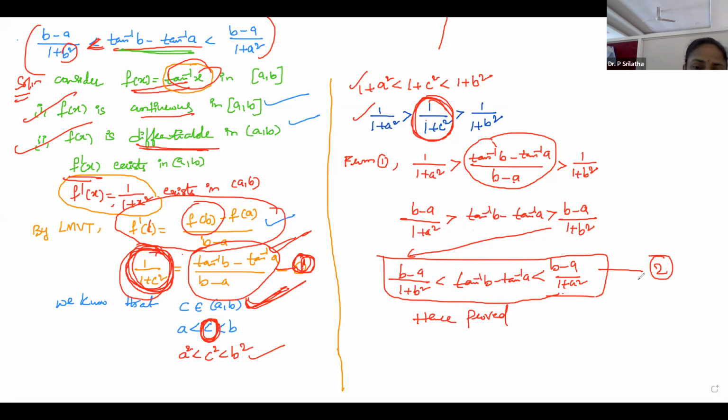Shall I erase the screen? Do you have any doubt in this problem? Most important question, compulsory question in the examination. So we have three theorems, right? Rolle's theorem, Lagrange's mean value theorem, and Cauchy's mean value theorem. Among these three mean value theorems, Lagrange's mean value theorem is most important.